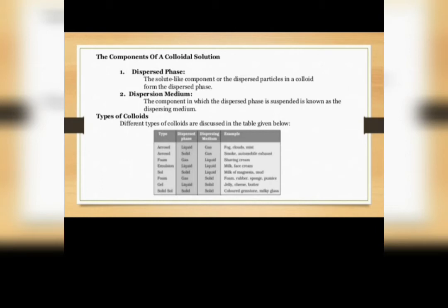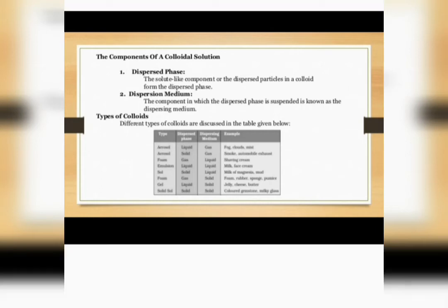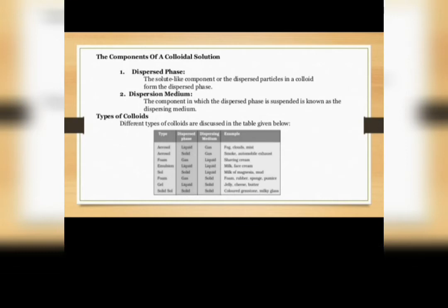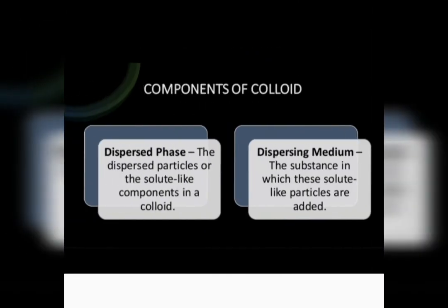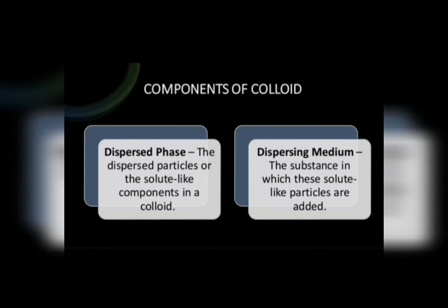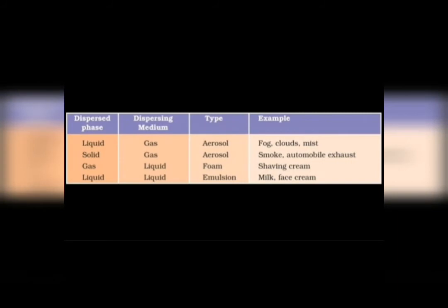So most of the colloids can be classified into the following 7 groups: sol, solid sol, aerosol, emulsion, foam, solid foam, and gel. And all these are actually the technical names of the groups of colloids. So we'll describe all these colloids in brief. First of all, let's talk about sol.